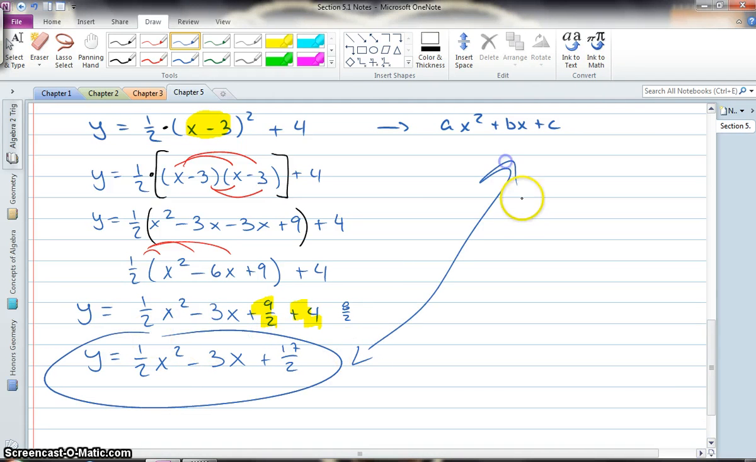So our algebra skills are back and in full effect. Tomorrow we're going to take this standard form, we're going to use our calculator, we're going to graph it and find lots and lots of properties and cool stuff about this graph.